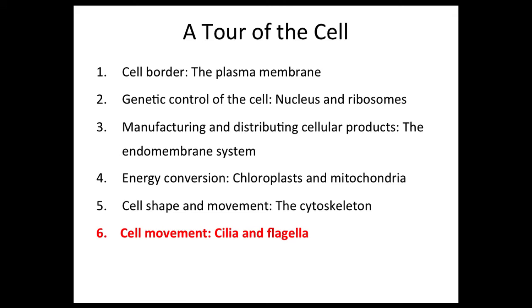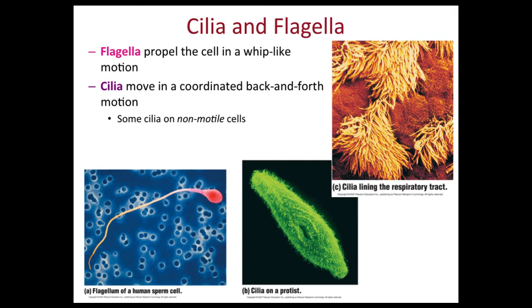Our final stop in our tour of the cell is all about cell movement, and that is through parts called cilia and/or flagella. Flagella allow for different types of cells to move forward by whipping that tail around. These are pretty rare in a lot of organisms. For example, in humans, we only have one type of cell that has a flagellum, and that is the human sperm cell. Cilia are a bit more common.